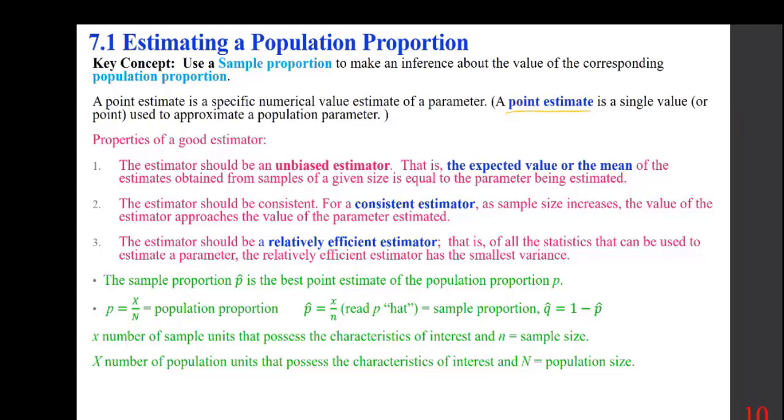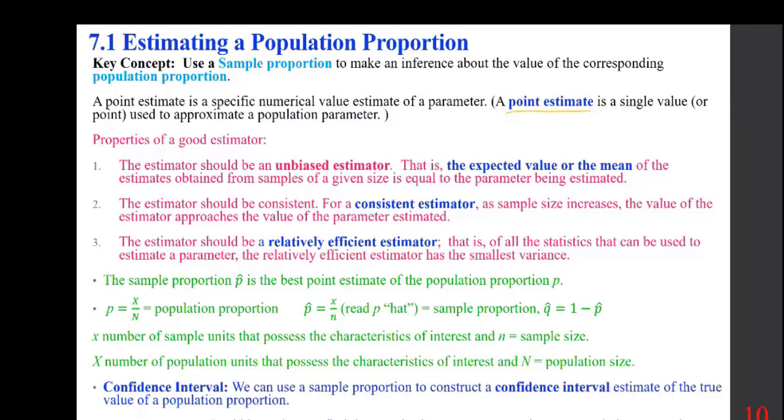So again, unbiased, we've seen it: the expected value of the mean from a sample of a given size is equal to the parameter being estimated. That means you take the average and it should work out. Consistent means as n gets larger, it gets closer to the actual population parameter. And efficient means a fairly small variance. Confidence interval. We can use a sample proportion to construct a confidence interval estimate of the true value of a population proportion. Sample size. We should know how to find the sample size necessary to estimate a population proportion.